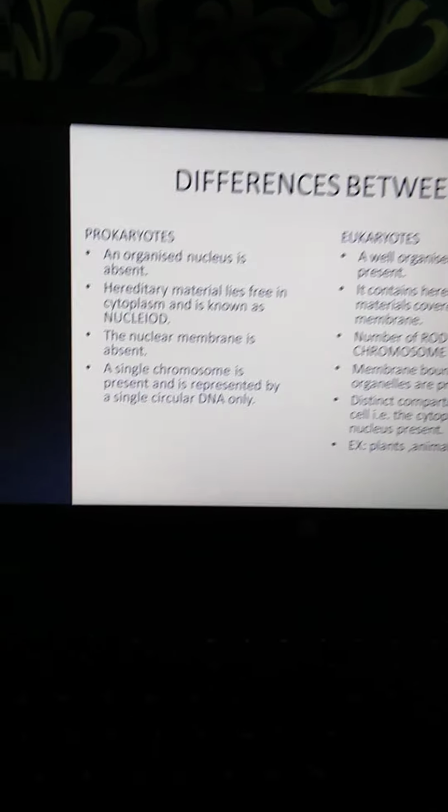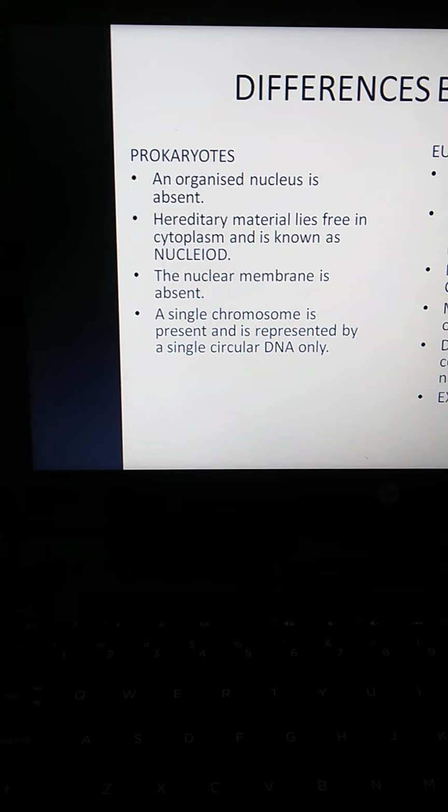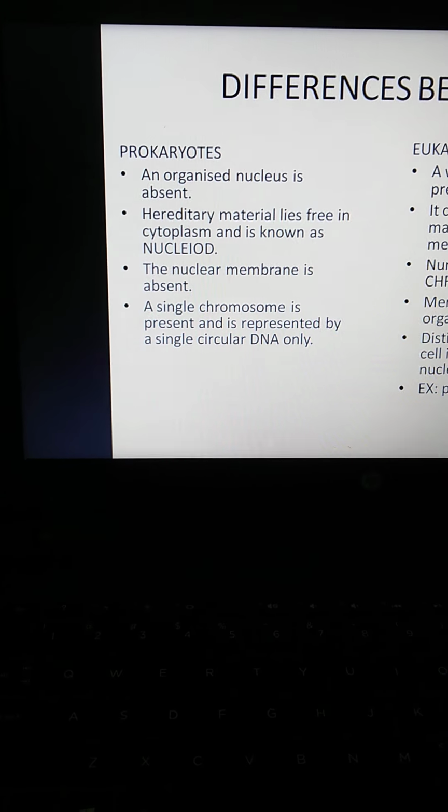And on this basis, we have labeled certain differences between prokaryotes and eukaryotes. First, we'll focus on the prokaryotes. They are lacking an organized nucleus. As I have told you, an organized nucleus is absent because the nuclear membrane is absent.